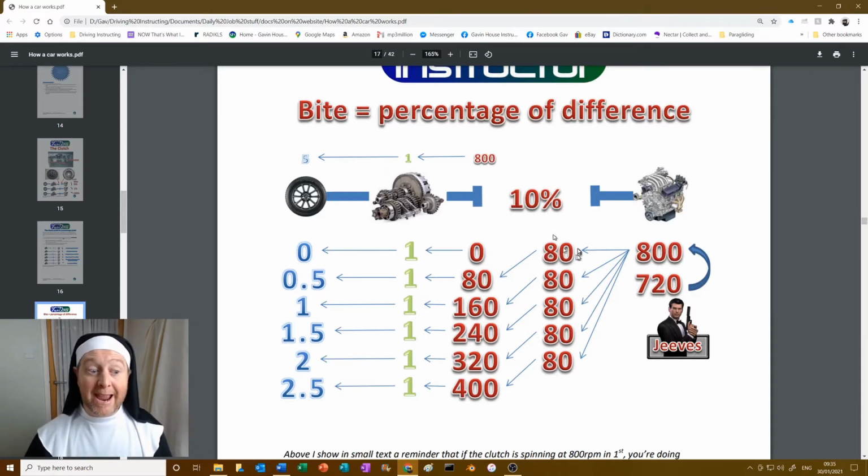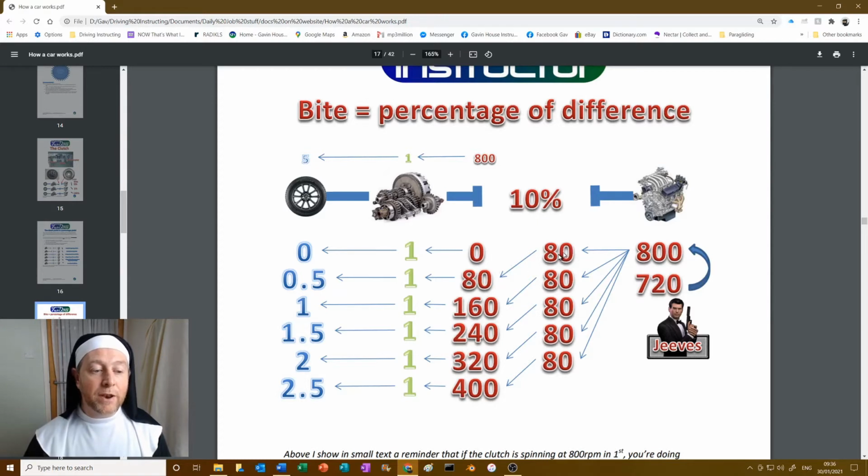If I take 80 RPM and transfer it across into the gearbox, we already know from what I was saying earlier that if this rotates at 800 RPM, we are doing 5 miles an hour. So if it's doing a tenth of 800, we are doing a tenth of 5 miles an hour. Do you see? So 80 RPM equals half a mile an hour.